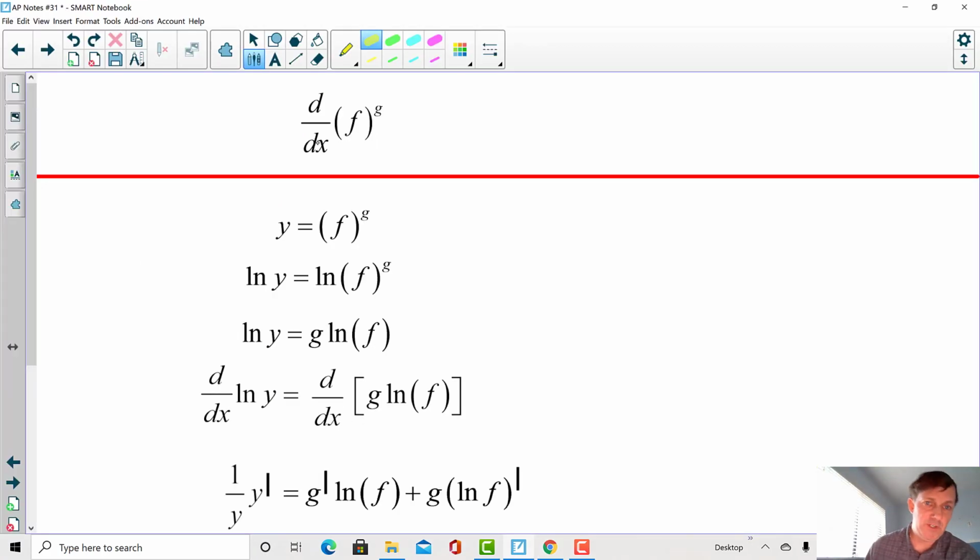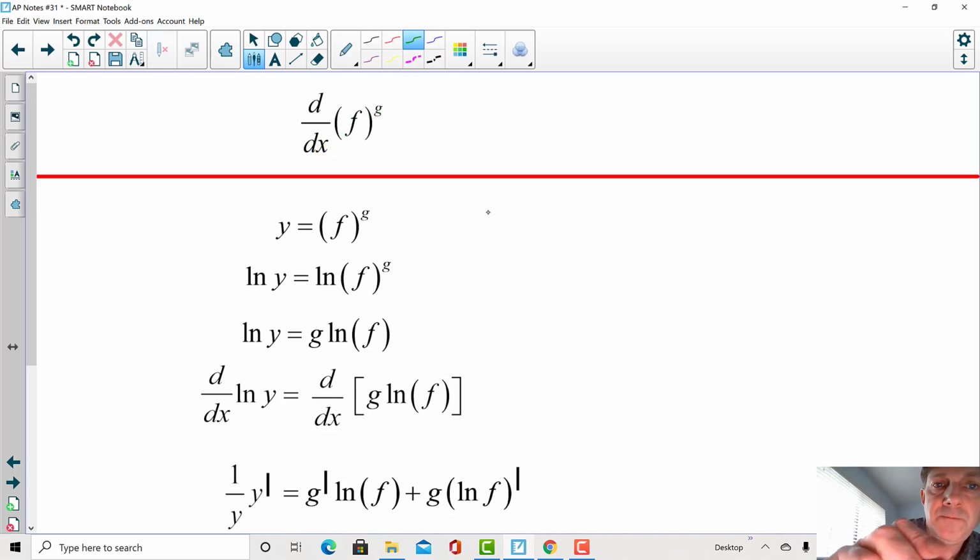Okay, this last one is just a review question. Remember, we're doing the derivative of a function to a power that's also a function. How would you do that? I want to point out that we're doing d dx, but this is not an x, it's an f, and this is not an x, it's a g.